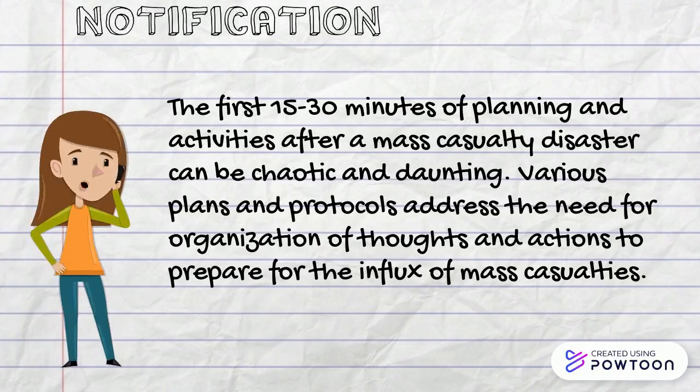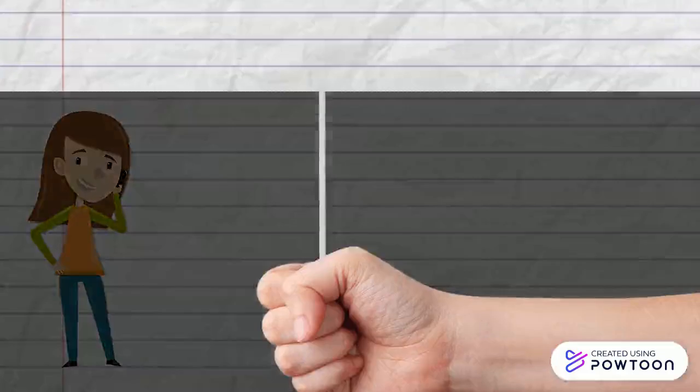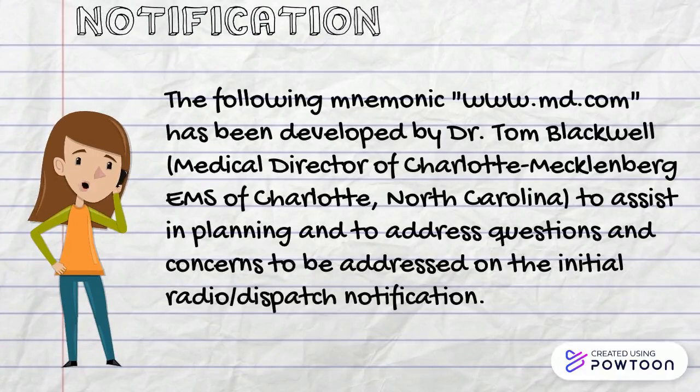Notification. The first 15-30 minutes of planning and activities after a mass casualty disaster can be chaotic and daunting. Various plans and protocols address the need for organization of thoughts and actions to prepare for the influx of mass casualties. The following mnemonic, www.md.com, has been developed by Dr. Tom Blackwell, Medical Director of Charlotte-Mecklenburg EMS of Charlotte, North Carolina, to assist in planning and to address questions and concerns to be addressed on the initial radio/dispatch notification.